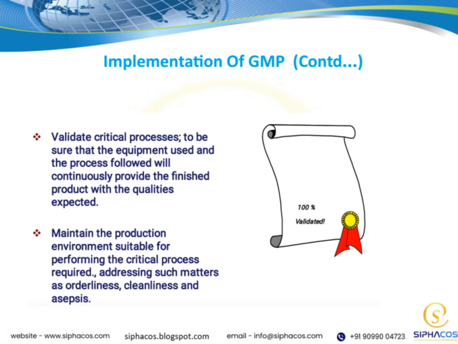Regular internal audits and preparing for external inspections are necessary to ensure compliance and continuous improvement. All these elements together create a robust GMP system that supports safe, effective, and high-quality products, which is ultimately the foundation of our overall quality assurance strategy.